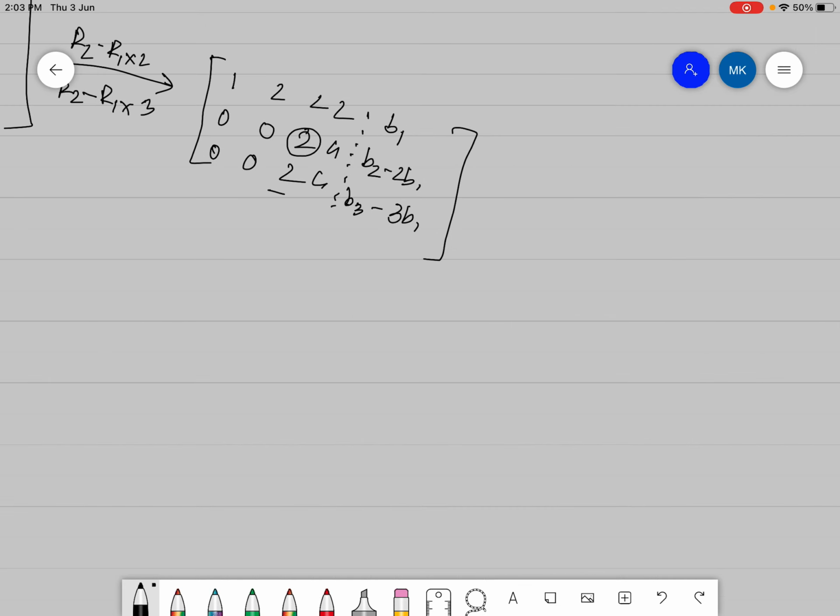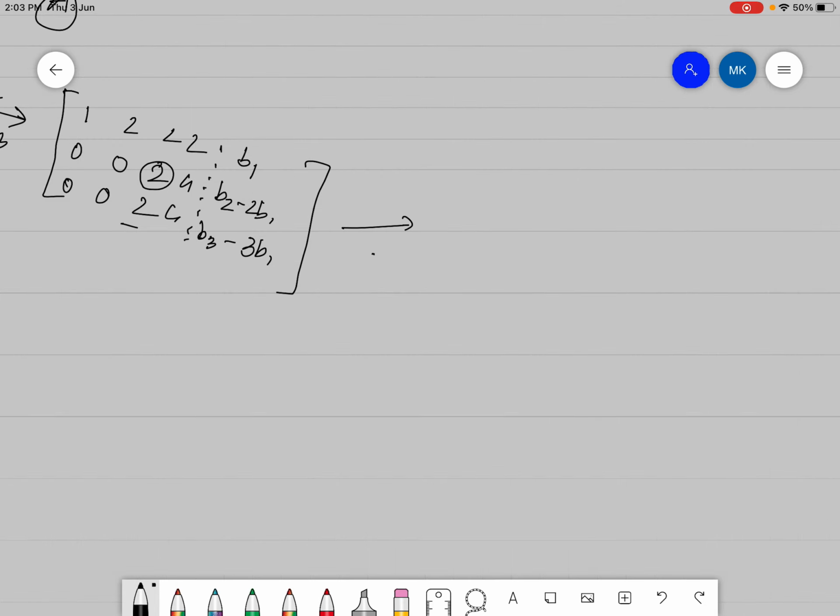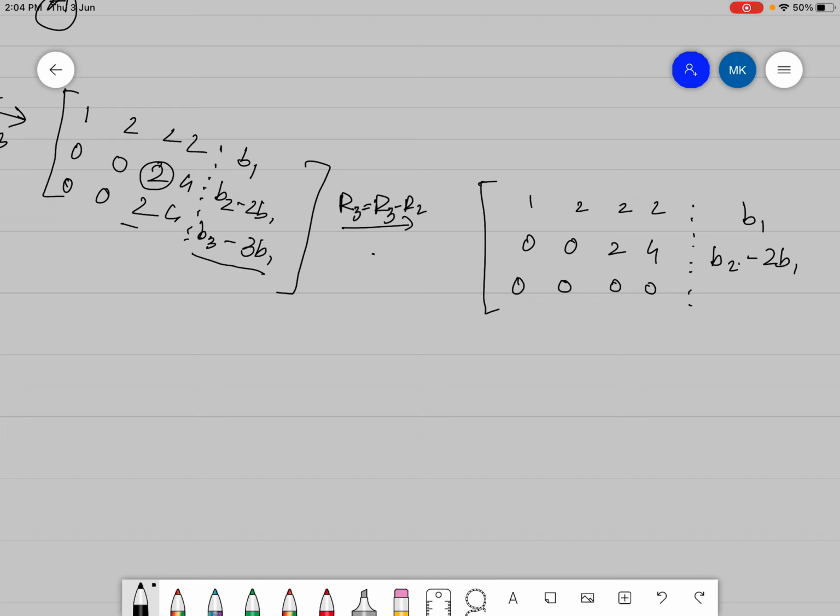Now, as this is a pivot, I need to make this entry 0. So how do I do it? I just subtract row 2 from row 3, and I will get 1 2 2 2, 0 0 2 4, 0 0 0 0, and on the right b1, b2 minus 2b1, and if you subtract the second row from this row, you will get b3 minus b2 minus b1.